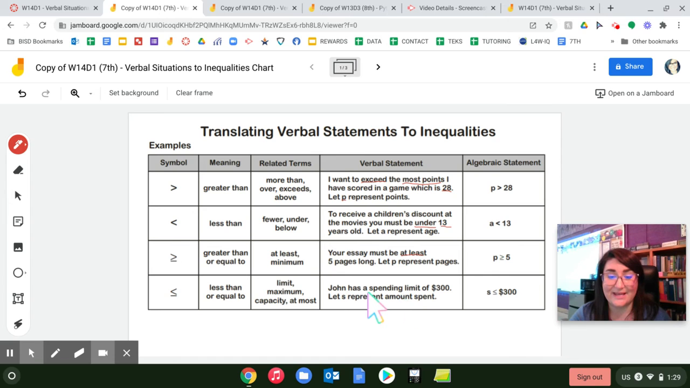John has a spending limit of $300. So he can spend $300. Can he spend more? No, because that's his limit. That's his budget. Can he spend less? Yes. Can he spend exactly 300? If he has 300 right there, can he spend it? Yes, he could spend exactly 300. So he could spend 300 or less, and that's represented here.